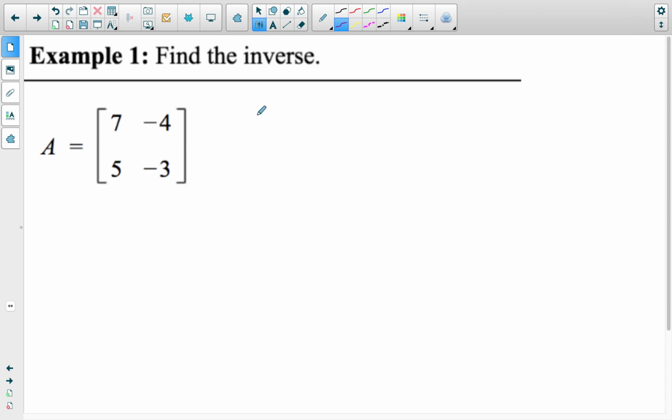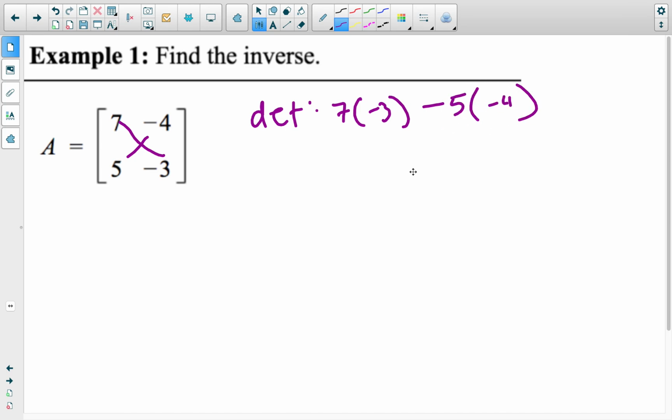So first, to find the inverse, we have to find the determinant. Remember from the last section, we want to take the main diagonal, 7 times -3, minus the other diagonal, 5 times -4. All right. And in this case, it's going to become -21 plus 20, which will give us a determinant of -1.